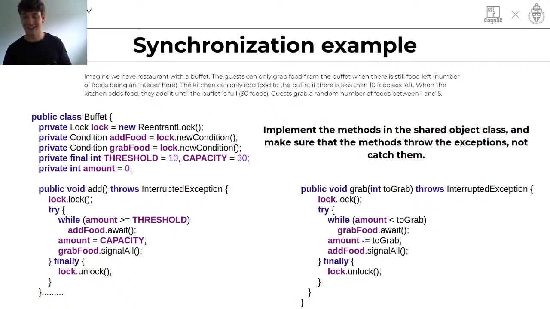On the right hand side, we say the amount equals amount minus to grab. So essentially we deduct the food that the guests want to grab, and we pass a signal to the kitchen, to the add food, basically saying, hey, we just grabbed some food, maybe you don't have to wait anymore. Speaking of that, it would actually be prettier on the right hand side if I made an if statement, basically saying if the food is lower than threshold, only then give a signal. But this works as well. So it doesn't really matter which one you go for.